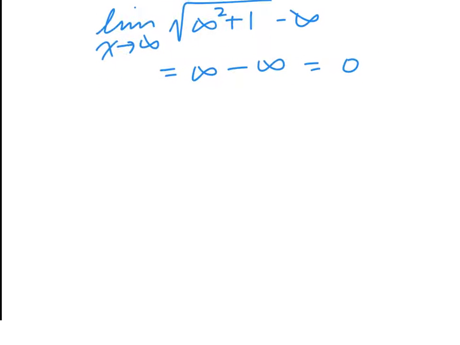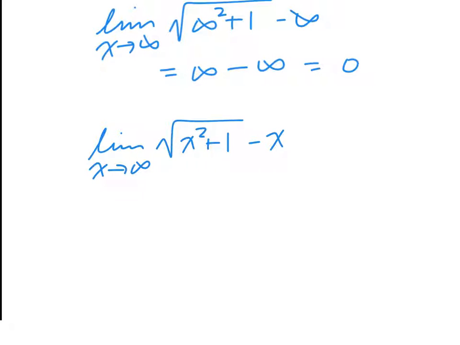All right, so rewrite the question. Limit as x goes to infinity of square root of x squared plus 1 minus x. What we're going to do is force this function to have a denominator. Can you guess what we're going to do? Multiply by the conjugate. Yes, conjugate. We're going to multiply by the conjugate, therefore there is a denominator.